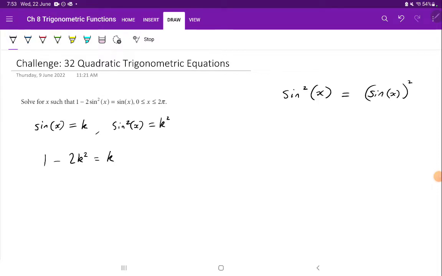Now, whenever I'm looking at a quadratic, the first thing I look at is the k squared term, the x squared term. Why? Because A, I don't want it to be negative. It's going to make my life easier if it's positive. And B, I would like it to have a 1 at the front. Unfortunately, it has a 2 at the front, so it's not a monic equation. But anyway, we can rearrange the equation, add 2k squared to both sides, take 1 from both sides, and now we have a quadratic. And now we need to factorize it.